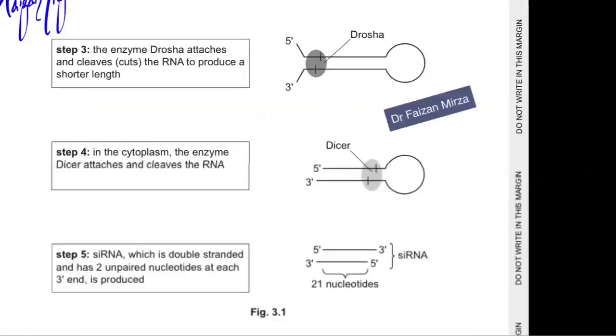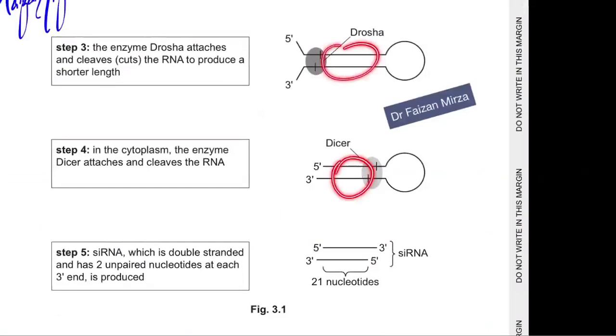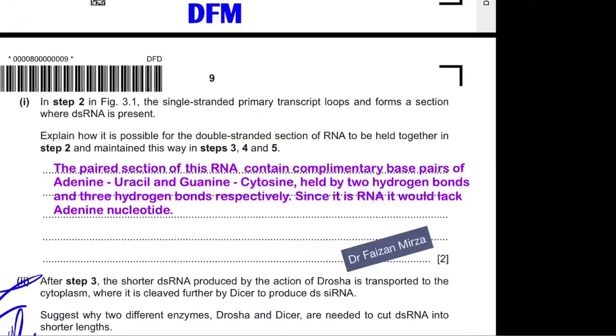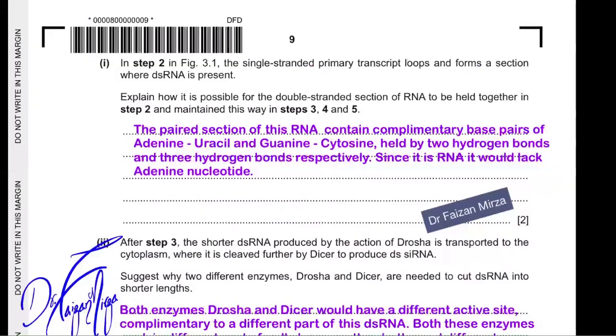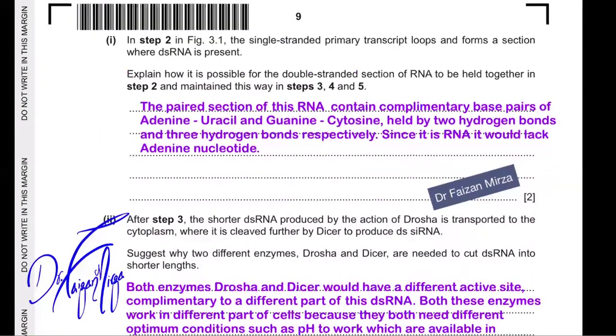So how can this double-stranded region be maintained? Obviously by complementary base pairing. So all we'll do is list down the details regarding complementary base pairing on the RNA: complementary bases of adenine and uracil face one another, and guanine and cytosine face one another, held together by 2 and 3 hydrogen bonds respectively. And since it's an RNA, it would lack the thymine nucleotide.